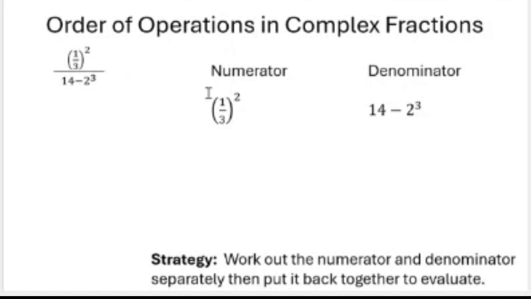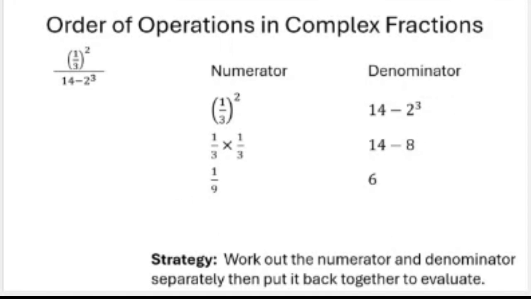So for the numerator, 1/3 squared, well, that means 1/3 times 1/3, which is 1/9. So that's what's going to happen on the top. For the denominator, 14 minus 2 cubed. So we do the exponent first there. 2 cubed is 8. And now subtract, 14 minus 8 is 6. And remember, why is 2 cubed 8? Because 2 cubed means 2 times 2 times 2. 2 times 2 is 4, times 2 is 8.